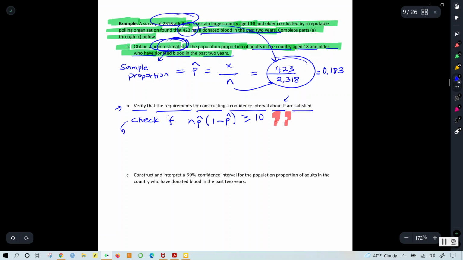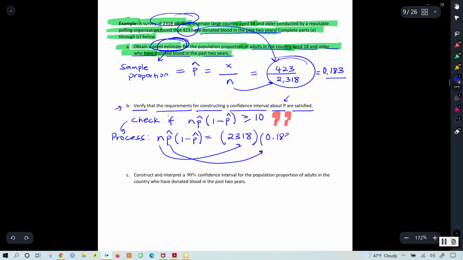So here is the check process. To check, I'm going to grab the value of n times p-hat times 1 minus p-hat. My n in this case is 2,318. My p-hat is 0.183, and then 1 minus 0.183, and in which case this should be equal to about 346.57, which of course is greater than 10, so the requirements are met.